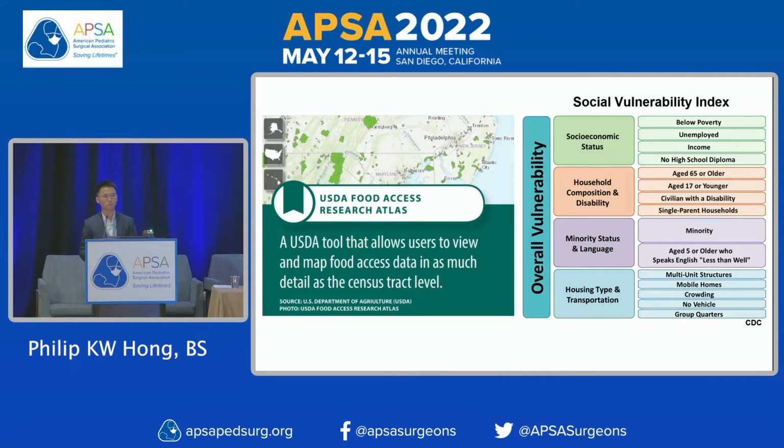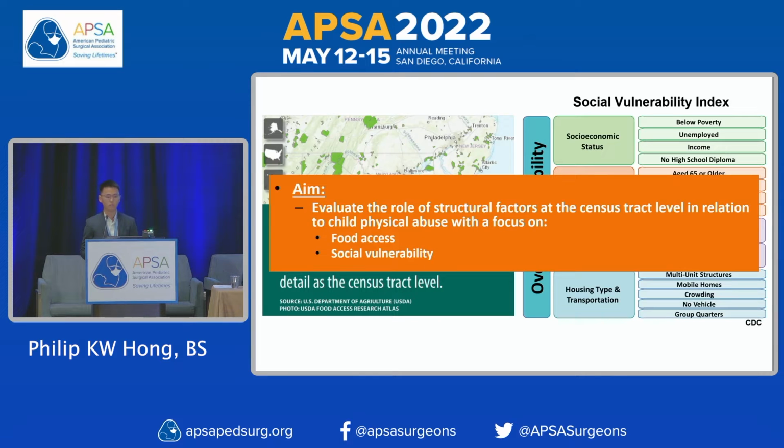We have used food access and social vulnerability index as proxy measures for the built environment. Food access, as defined by the USDA, is no access to a supermarket within half a mile for urban areas or 10 miles for rural areas, along with social vulnerability index, which is a composite measure defined by the CDC that describes the resilience of a community upon external factors. Thus, the aim of our project was to evaluate structural factors in relation to child physical abuse at the census tract level.